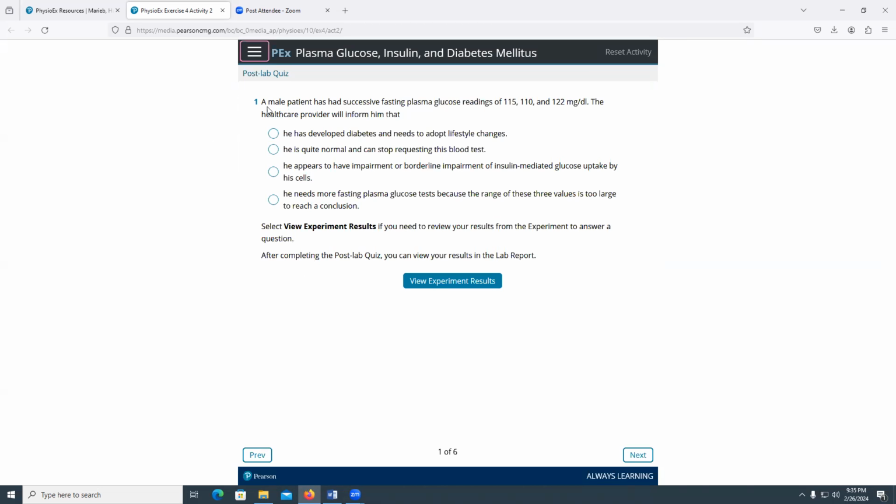Now, post lab, a male patient has had successive fasting plasma glucose readings of 115, 110, 122. He hasn't yet hit that 126 mark. Then the healthcare provider will inform the patient that he's borderline, that he appears to have impairment or borderline pre-diabetes, impairment of insulin-mediated glucose uptake by his cells.